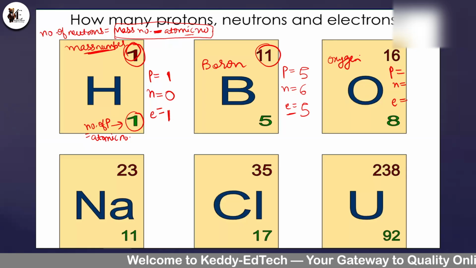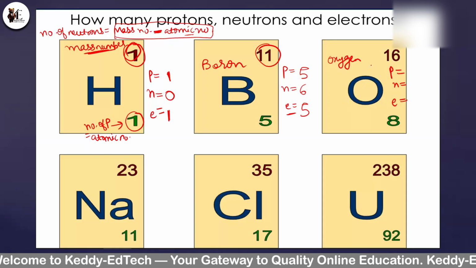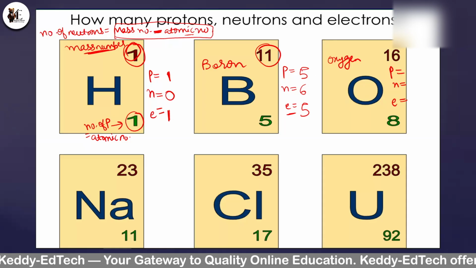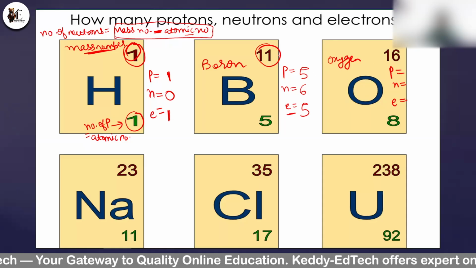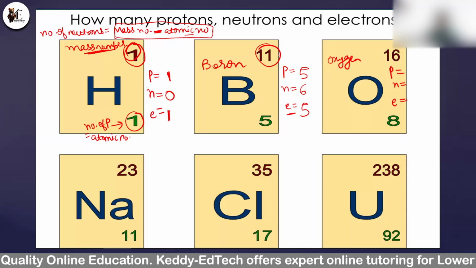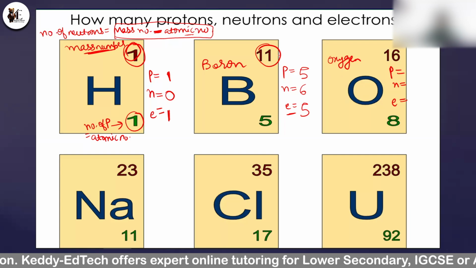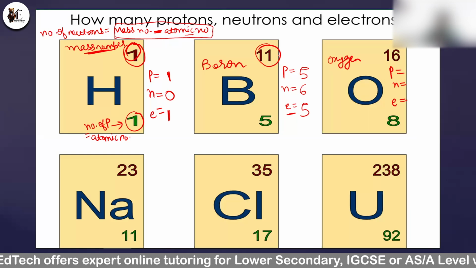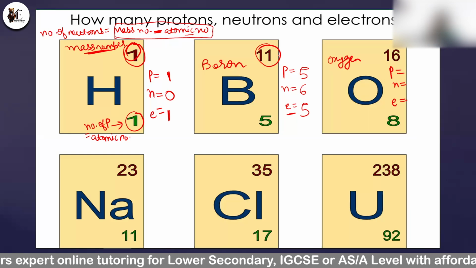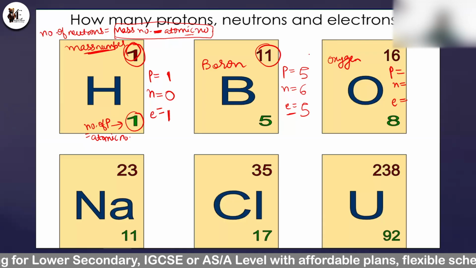So the number of protons will always be the number of electrons, right? Yes, in the case of atoms, which have no overall charge, the number of protons is equal to the number of electrons. This is not true in the case of ions, which we will read further. But for now, remember that the number of protons equals the number of electrons when the atom is neutral.